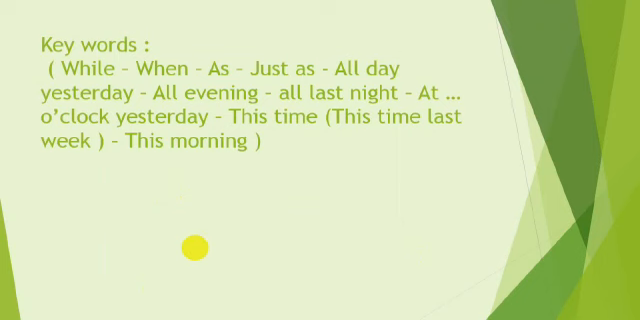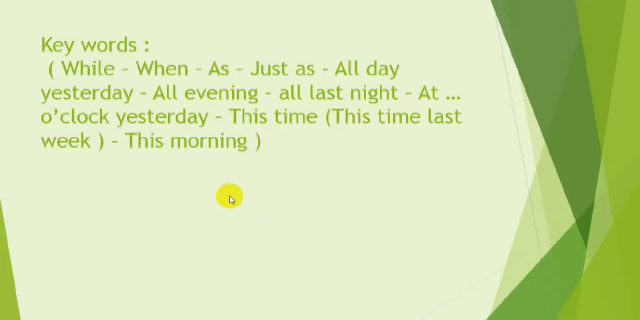Say with me. Keywords are like while, when, as, just as, all day yesterday, all evening, all last night, and then at and a specific time. For example, at 2 o'clock yesterday, at 5 o'clock yesterday. Fine. And then like this one, this time. So it's exactly like this time. When I say this time last week I was studying, this time yesterday I was sleeping. Okay? And then also this morning. Fine?